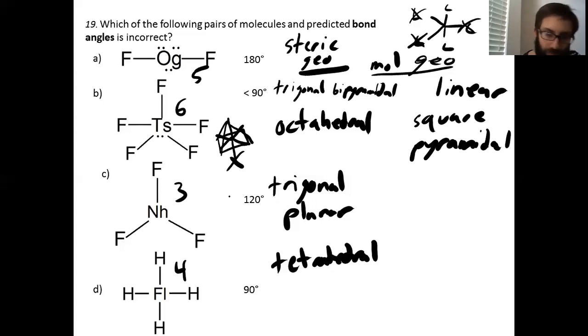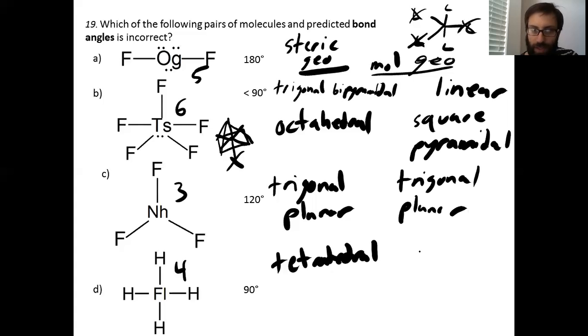What about this one? Trigonal planar. No lone pairs. They're the same. Steric geometries and molecular geometries are the same. And same with this last one. Okay, so now we just need to look at the bond angles and see if this makes sense.